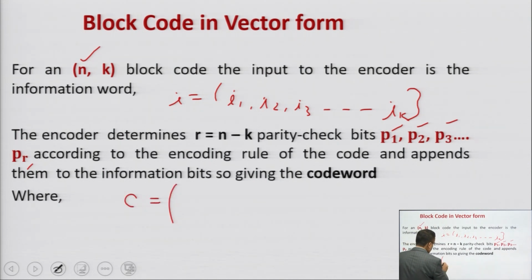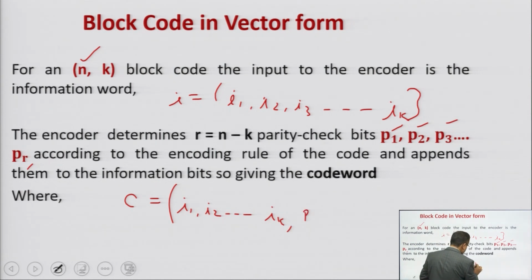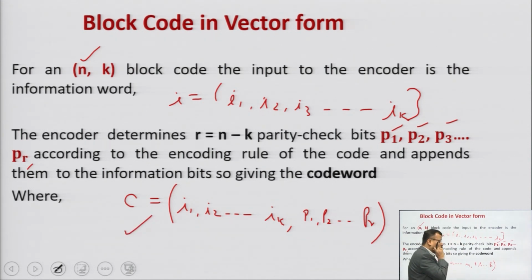In vector format, क्या होगा उसका, पहले हमारी आएगी I1, I2 up to Ik information bits और उसके बाद क्या आएगा हमारी parity bits P1, P2 up to Pr. So, this will be the vector form of the final code word that we want to design here. So, you can write the same concept in vector form here.